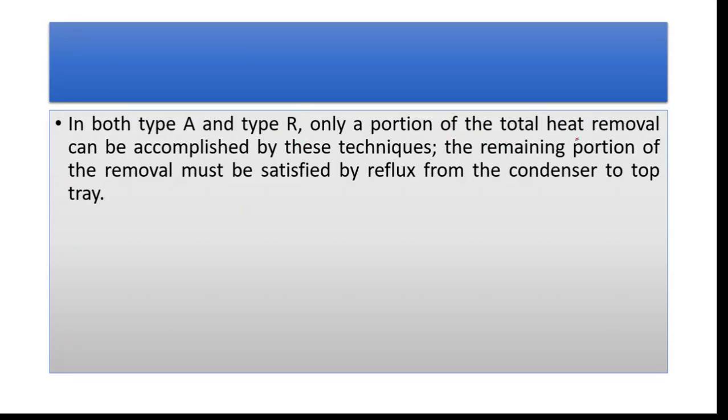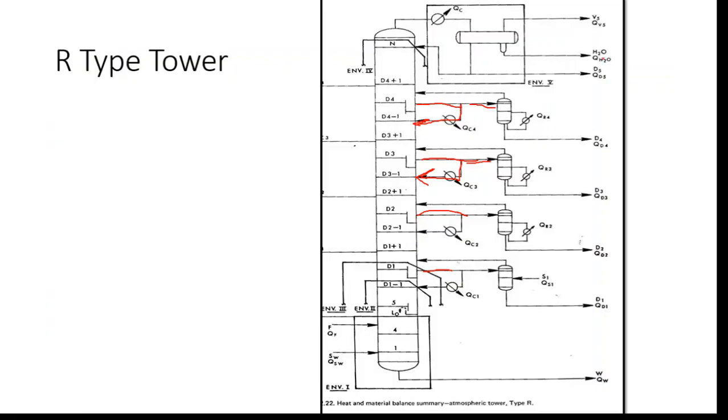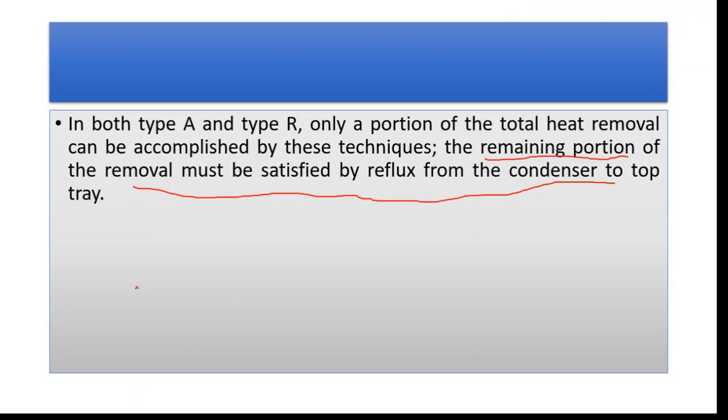Only a portion of the total heat removal is possible this way, and the remaining portion of the heat must be satisfied by the top reflux. So the top one is there, you cannot ignore the top one. Along with the top one, you have to apply the A type and R type refluxes.